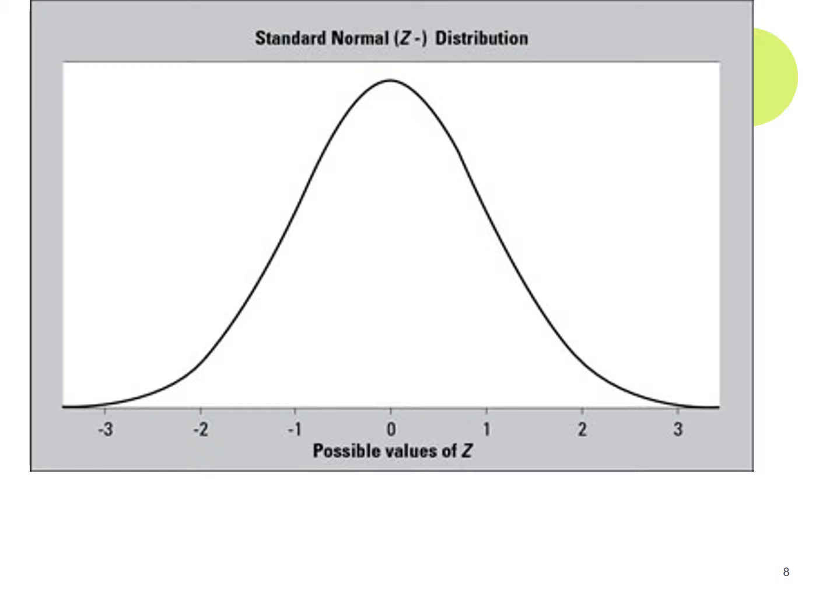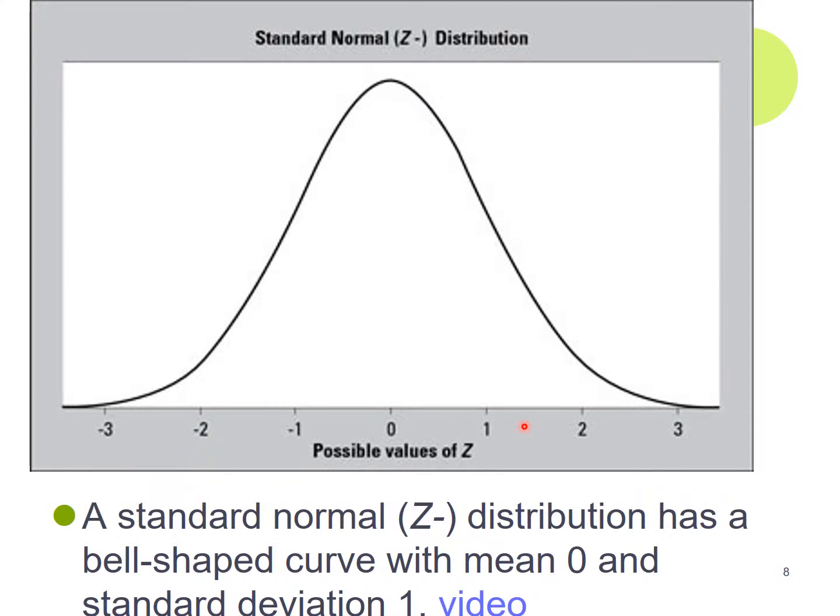Okay, so looking at the normal distribution, you can see we've got 0 here in the center. It's the values of Z going to plus and minus 3. So a standard or normal distribution has a bell-shaped curve. We saw that in the video. It looks like the shape of a bell, and has a mean of 0 and a standard deviation of 1.